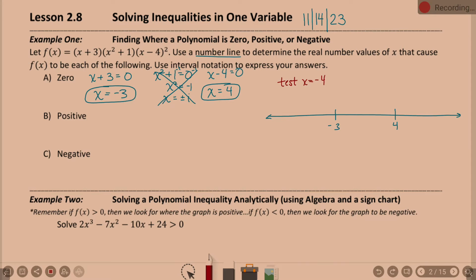What we're going to do is plug it into this factored form here. I'm not going to get number values. I just care about signs. So for instance, I plug -4 into here. What do you know about -4 plus 3? -4 plus 3 is a negative, yes? What do you know about -4 squared plus 1?